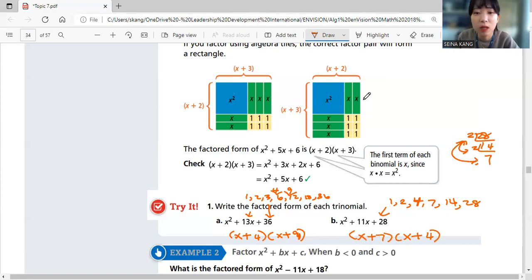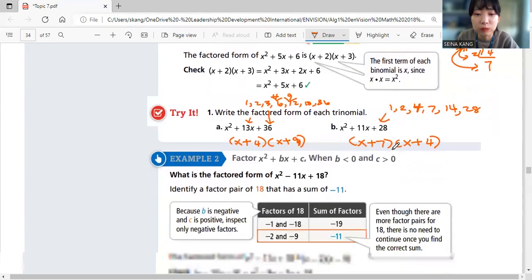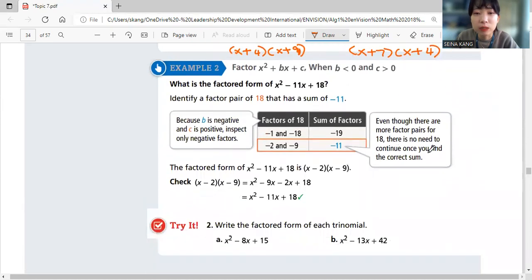Okay, let's look at example 2. Factor x squared plus bx plus c when b is less than 0 and c is greater than 0. So that means when the second term is negative and your constant is positive. So for example, what's the factored form of x squared minus 11x plus 18?